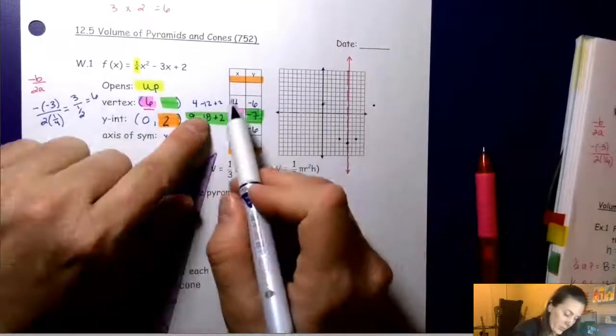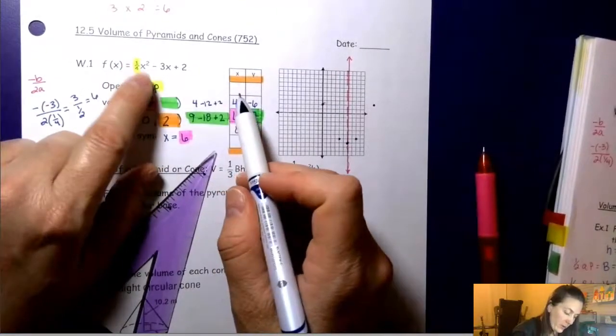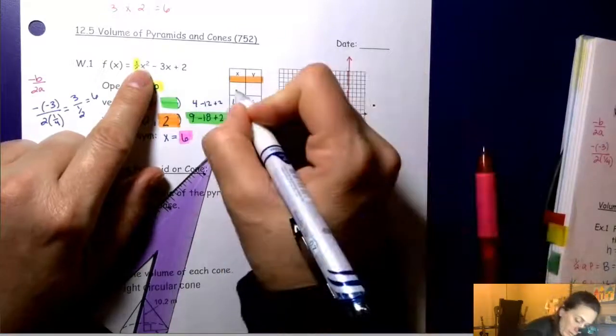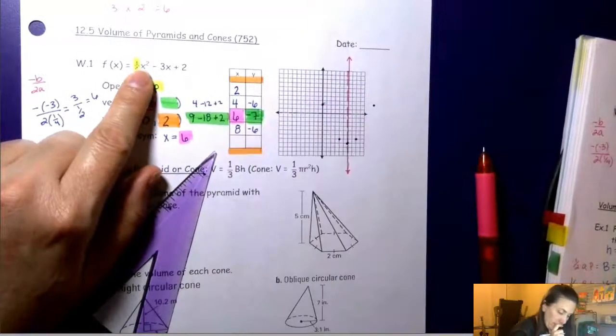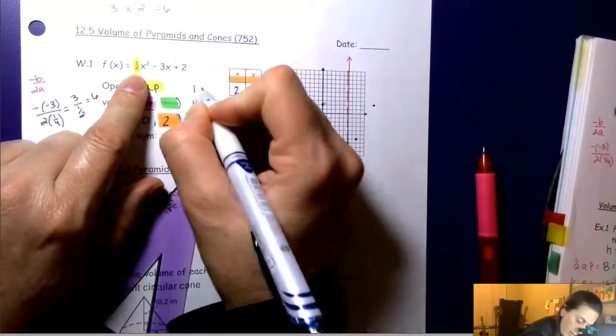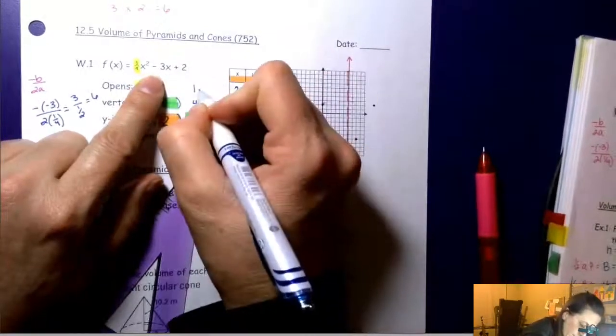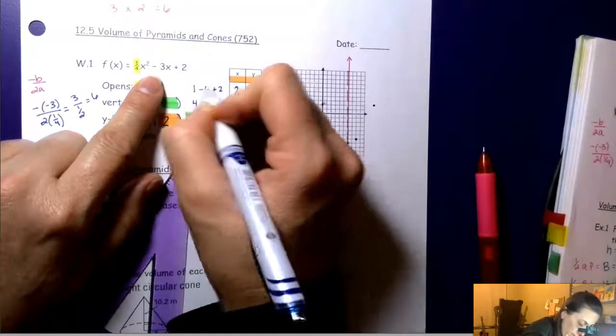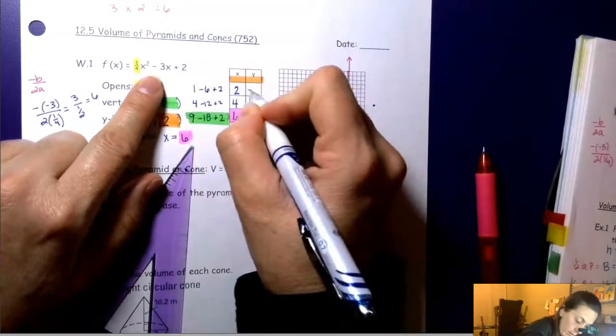So if I pick 3, 3 squared will be 9, I don't want to do that. What if I pick 2? 2 squared will be 4. 2 is going to work. 2 squared is 4, divided by 4 is 1. Minus 3 times 2 is 6. Plus 2, I get 3, minus 6, I get negative 3.